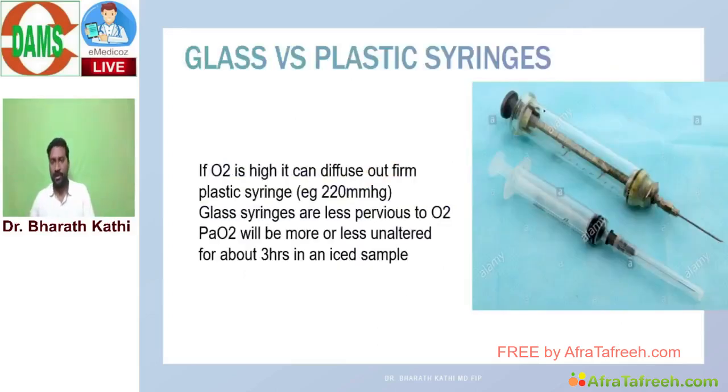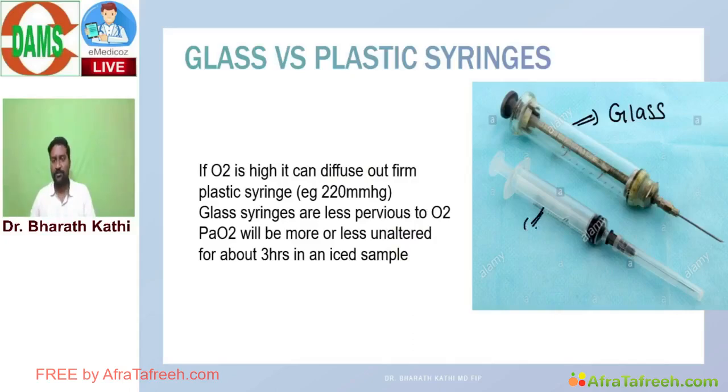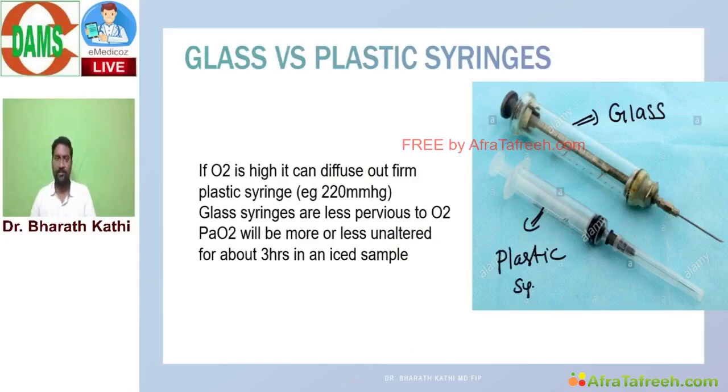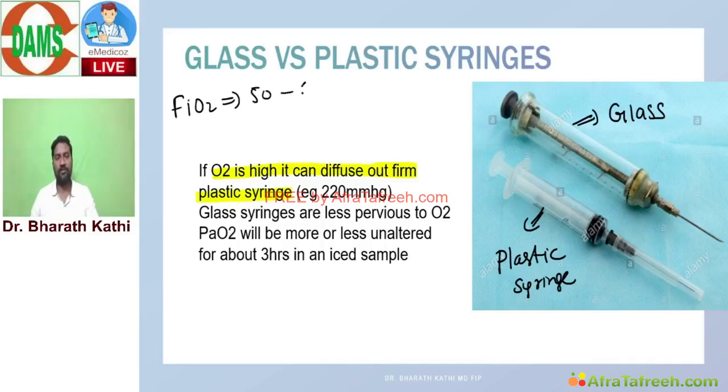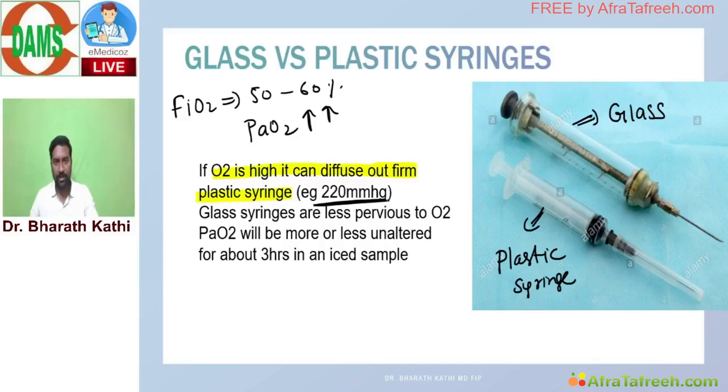Then what is the importance of a glass syringe? Even though we are not using glass syringes nowadays, they were used in previous days. Now what is the advantage of a glass syringe with respect to a plastic syringe? This is just for academic purpose. The problem is, if oxygen is high, it can diffuse out from a plastic syringe. Suppose you have given an FiO2 of 50 or 60% to the patient. Now his PaO2 will proportionately increase. Suppose his PaO2 has reached about 220 mmHg.